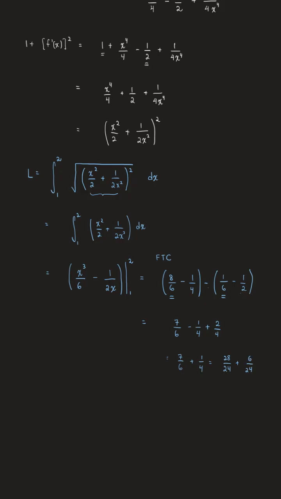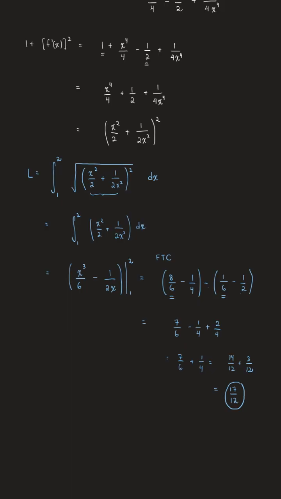Oh, I could have gotten the common denominator of 12. Let's do that. So that would be 14 over 12 plus 3/12, which will give us 17 over 12. And that is our arc length.